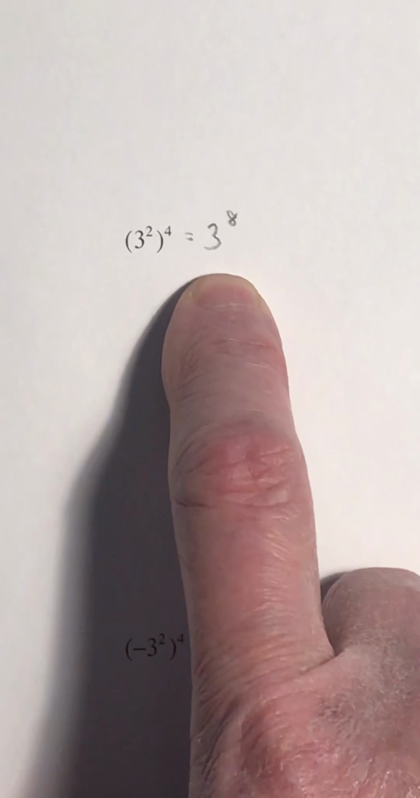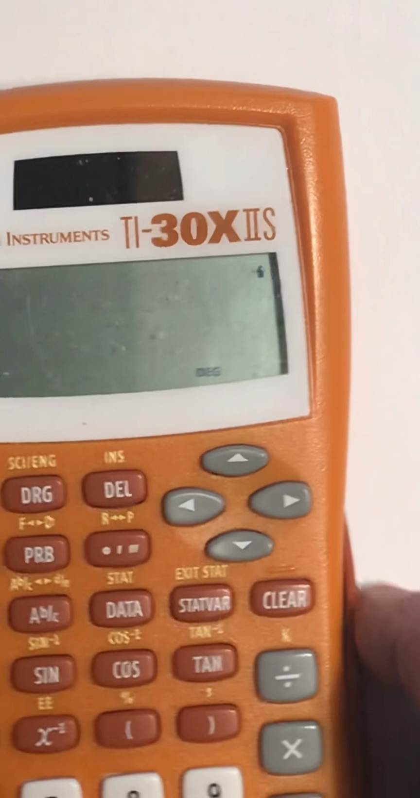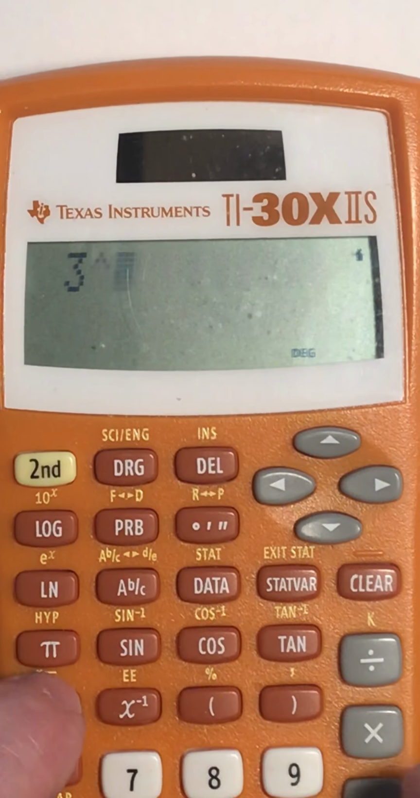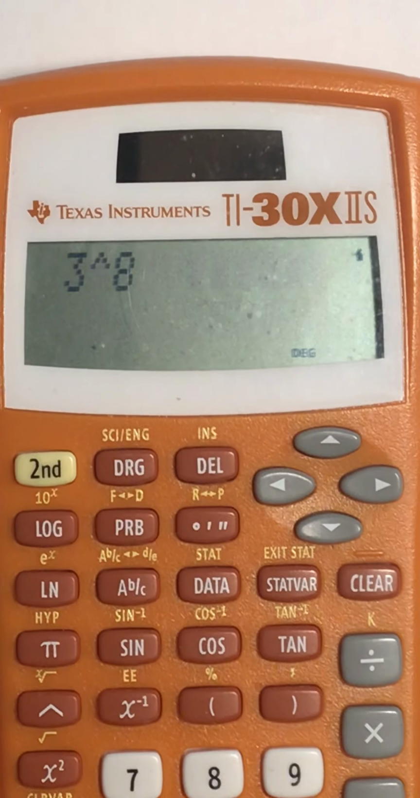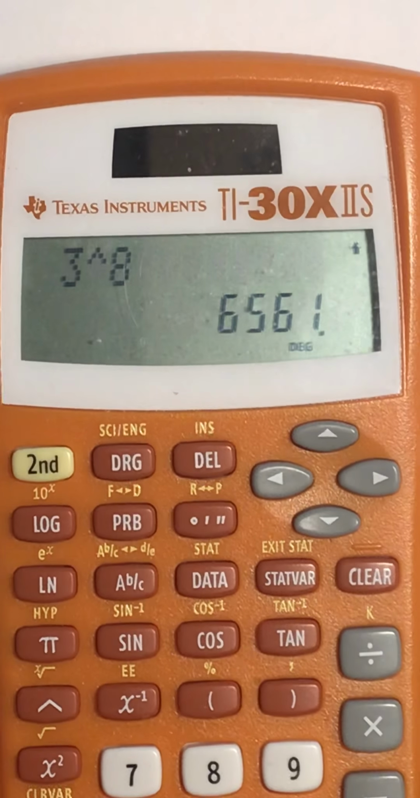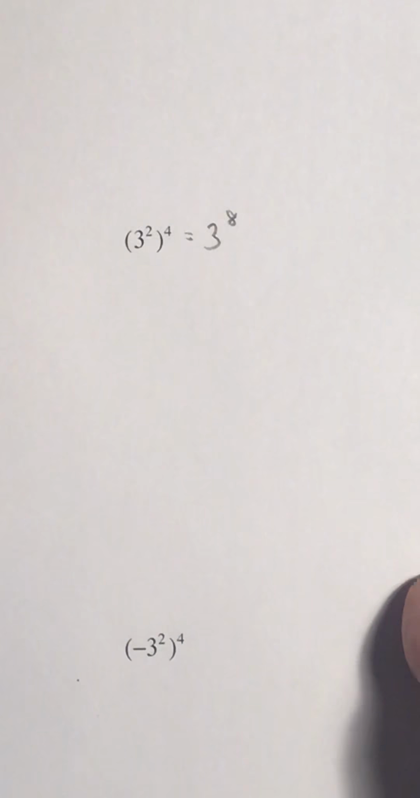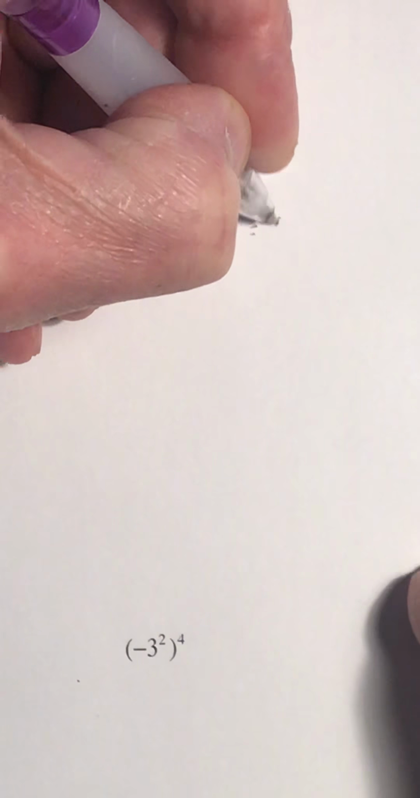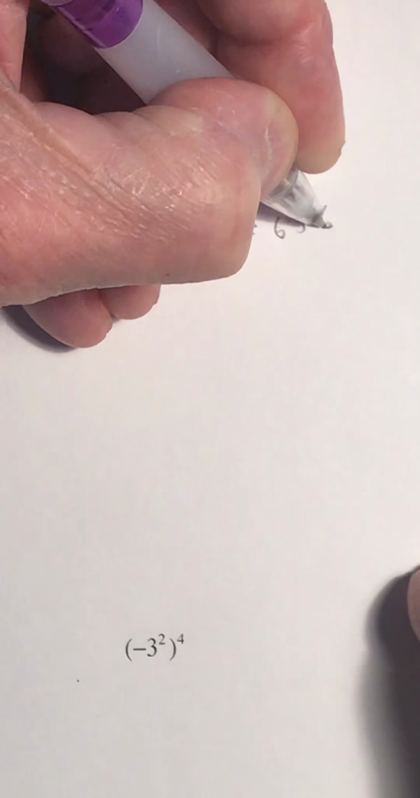And 3 to the 8th power, we'll use a calculator for that. 3 raised to the 8th power, big number, 65, 61.